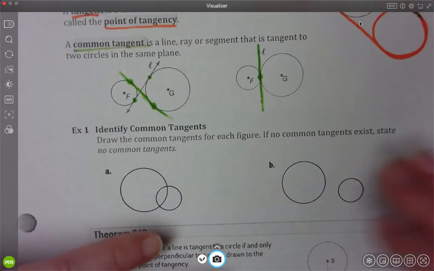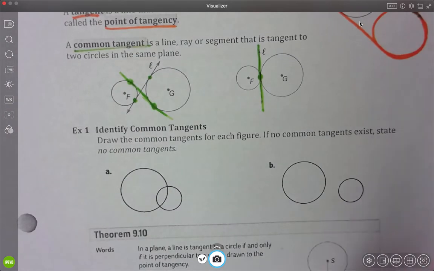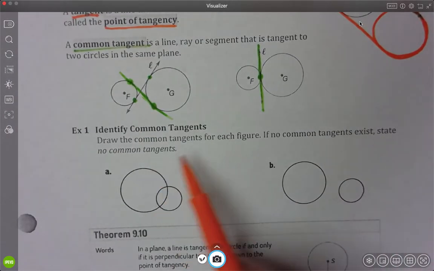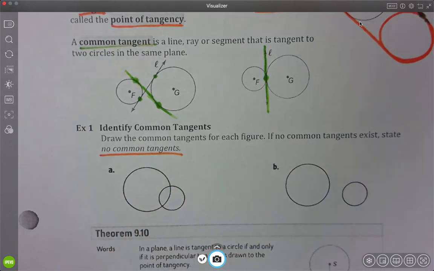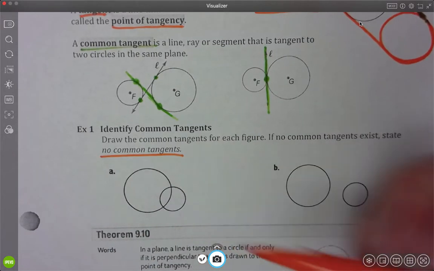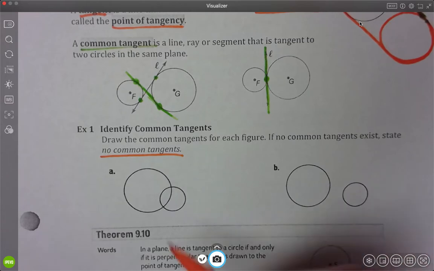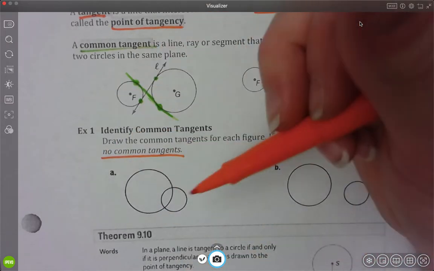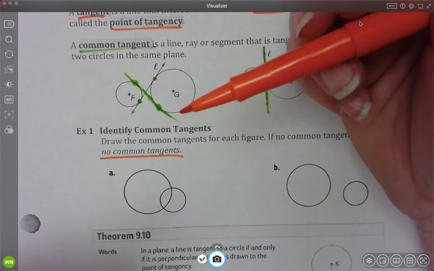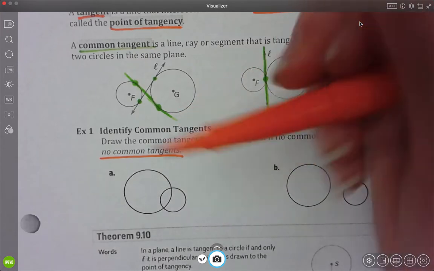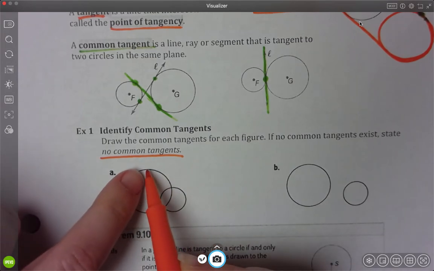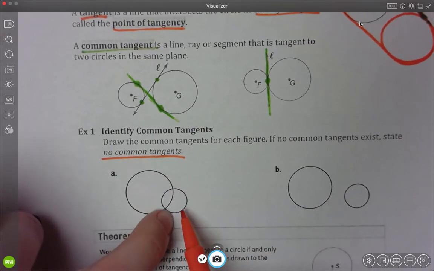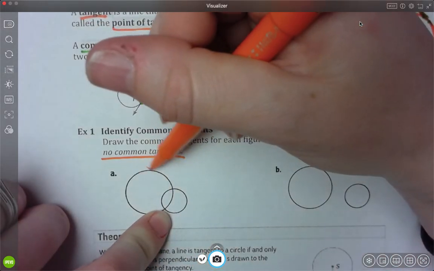Then in example 1, they want us to draw our own common tangents. If no common tangents exist, state that no common tangents exist. I'll talk about what that looks like in a second. For this one, I have two circles, but one is kind of inside the other, overlapping basically. I want to draw a line that touches each circle at only one point. If I draw a horizontal line up here, it touches this circle at one point, but it never touches this other circle, so it has to be a slightly slanted line.